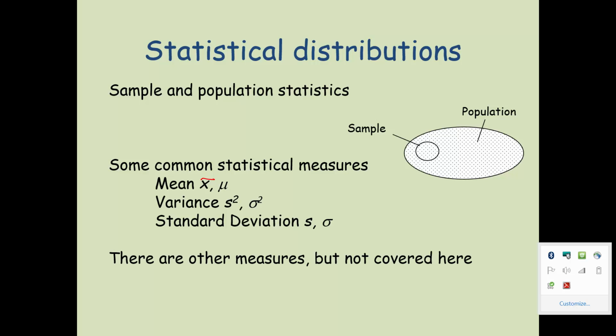The x bar is the sample mean. That is, if you take a sample, you calculate the mean of that, or the average of the values, that would be the x bar, whereas the mu, the Greek symbol, represents the mean of the population. Variances are s squared and sigma squared. S squared would be the sample variance, and sigma squared would be the population variance. And then standard deviation would just be the square root of those two values.